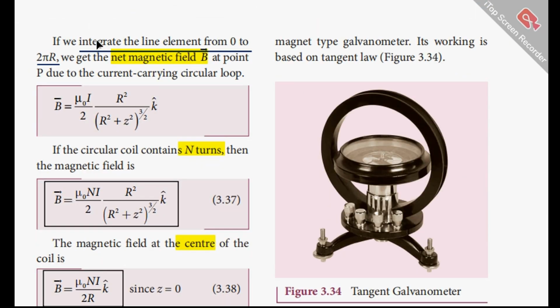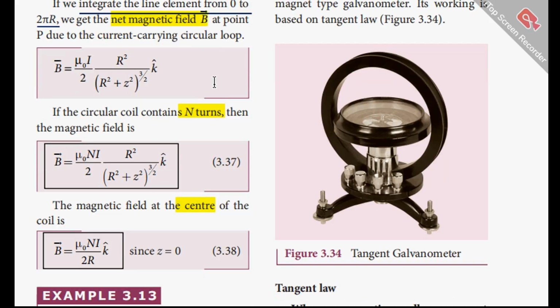So if we integrate the line element from 0 to 2 pi r, we get the net magnetic field B at the point P due to a current carrying circular loop. So B is given by mu naught I by 2 into r square by r square plus z square whole power 3 by 2 k unit vector.